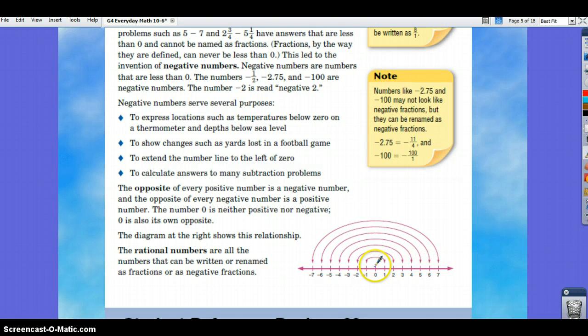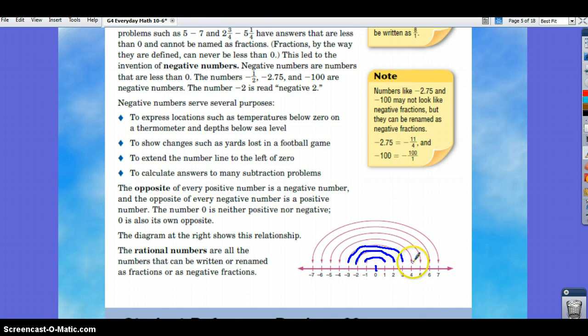So you notice that right here is the 0. To the right of the 0 is positive 1. The first place to the left of the 0 is negative 1. The second place to the right of 0 is positive 2. And the second place to the left of the 0 is negative 2. And so on. Positive 3 is the third place to the right of the 0.